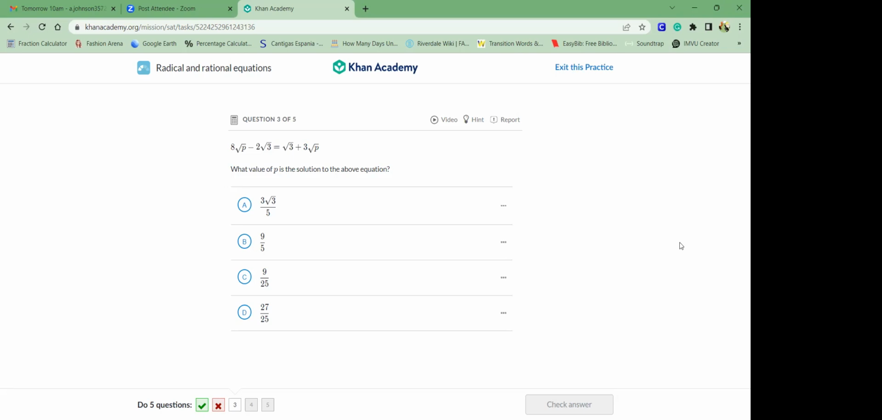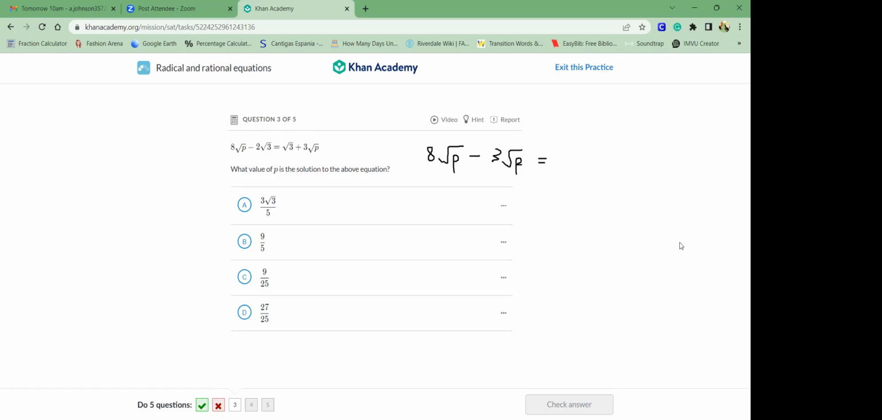So 8 root p, is it going to be, and then you've got 3 root p. Is this going to be a minus sign or a plus sign right here? Plus. Well, it's plus on the right side. So when you move it to the left side, it's going to be the opposite sign. So, oh, minus, right?